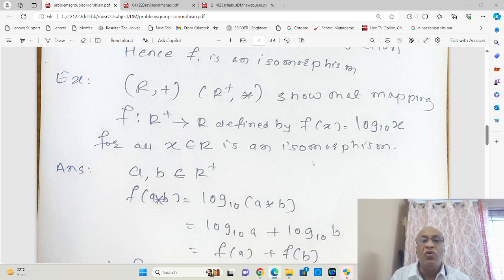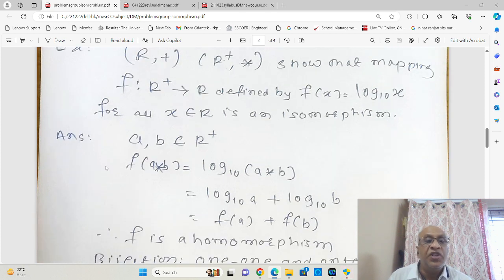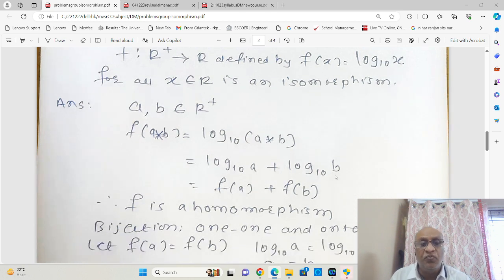Okay. Again, what we have to prove? Isomorphism. For proving isomorphism, what is to be proved? Homomorphism. So, same, take two elements a, b belonging to R plus, because the mapping is from R plus to R. What is the operation being performed here? Multiplication. So, f of a star b equals log 10 of x, where x will be replaced with a star b. So log 10 of a star b. So how do I write it? log 10 of a plus log 10 of b, which is equal to f of a plus f of b. So this relationship indicates homomorphism.